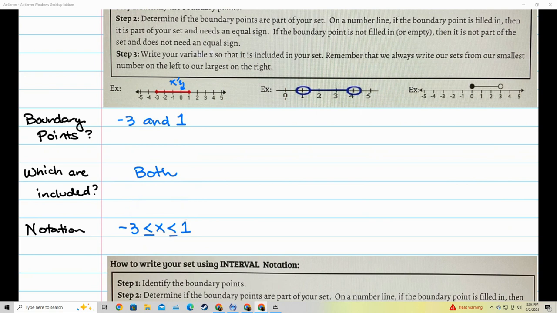All right, let's take a look at the next one. What are my boundary points? On my next example, my boundary points are 1 and 4. That's where my x's start. That's where they end. So my boundary points are 1 and 4.